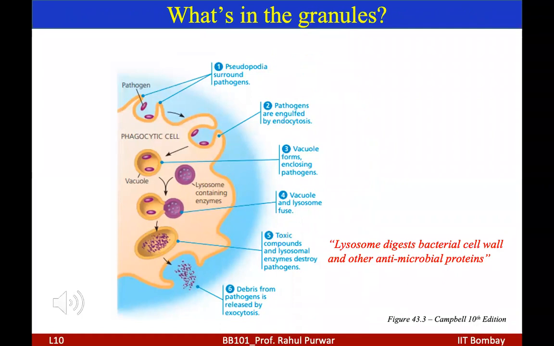So what is special in these granules that kills the pathogen? These are the lysosomes, and they digest the bacterial cell wall and other microbial proteins using hydrolytic enzymes. Okay? These are the antimicrobial enzymes, and by the process of hydrolysis, they destroy the cell wall of the bacteria.